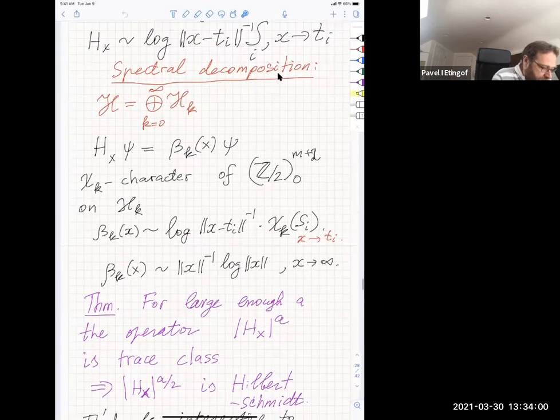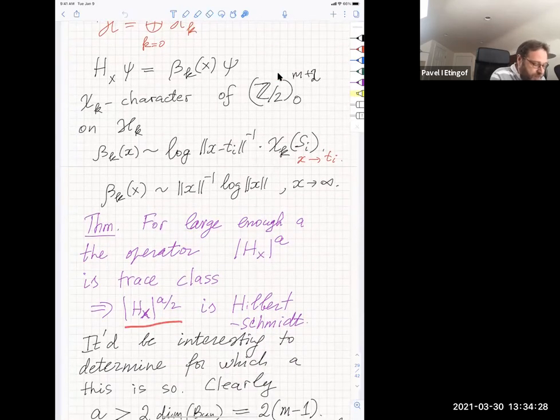What are the properties of this operator? For example, it has eigenvalues, and the question is how fast they decay. They actually decay as a power, but what power we don't know precisely, but we have a guess. Well, the theorem is that for large enough A, if you take the absolute value of this operator to the A, then this is trace class. So in particular, this means that this operator hx to the A over 2 is Hilbert-Schmidt.